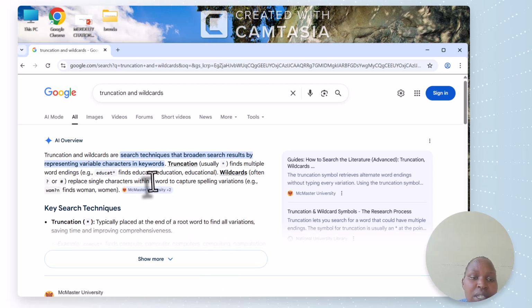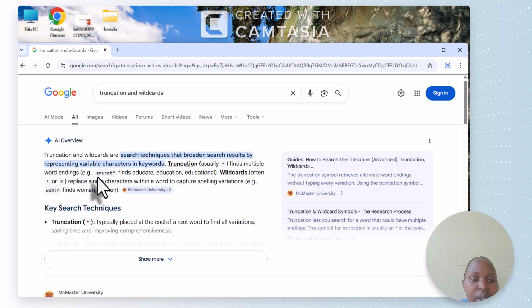Truncations and wildcards are search techniques that broaden search results, representing variable characters in keywords. Truncations represent certain variable characters in keywords. Usually, truncations are in star form, the asterisk, which finds multiple word endings.